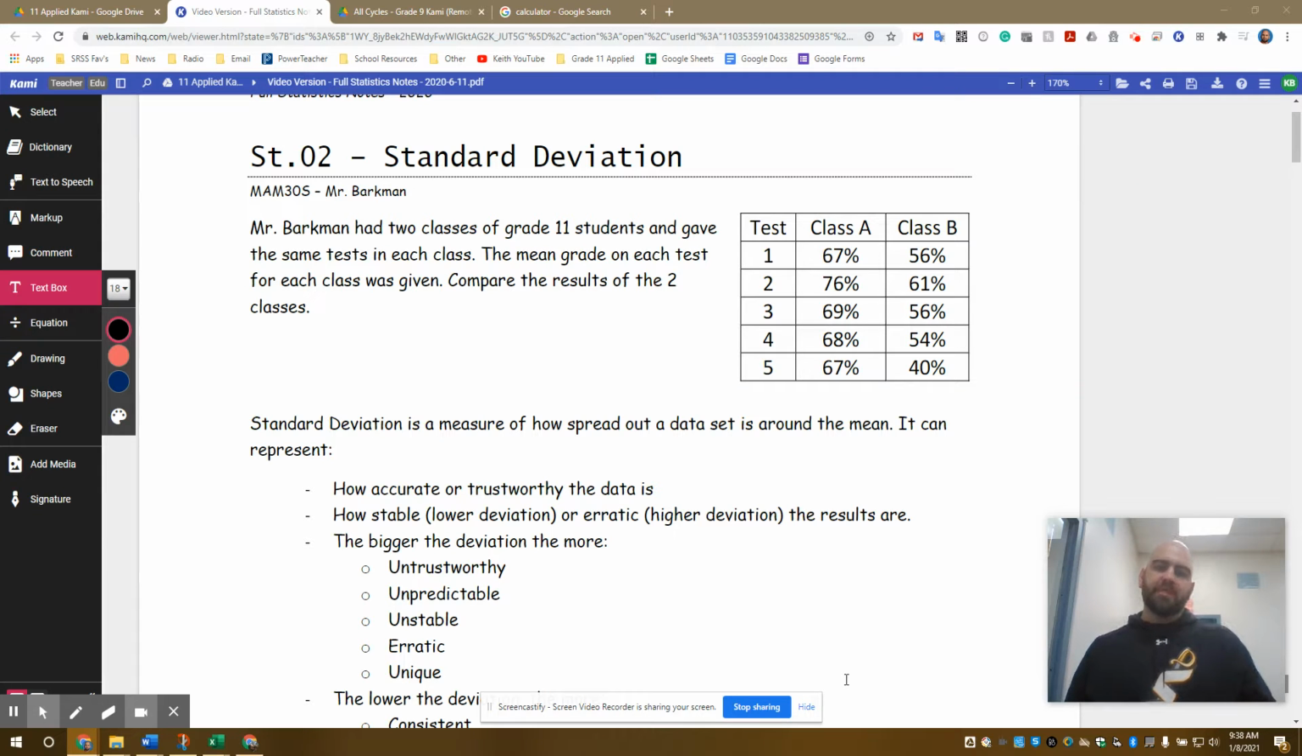Lesson 2 in statistics, we're going to be taking a look at standard deviation. You'll see on top there the title, it's all about standard deviation, and we're going to go through what that is and how we can solve for it. And we're going to be doing that today.